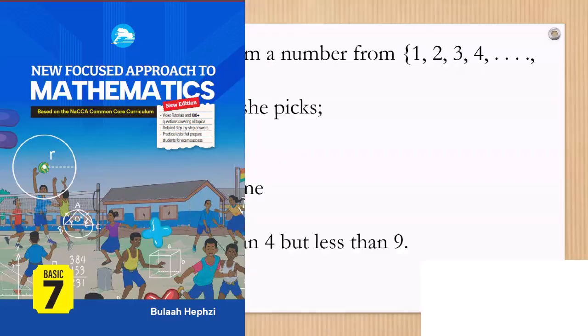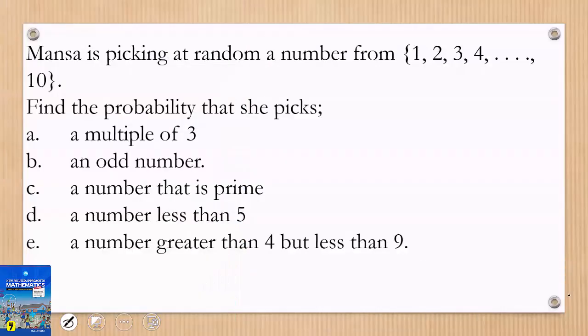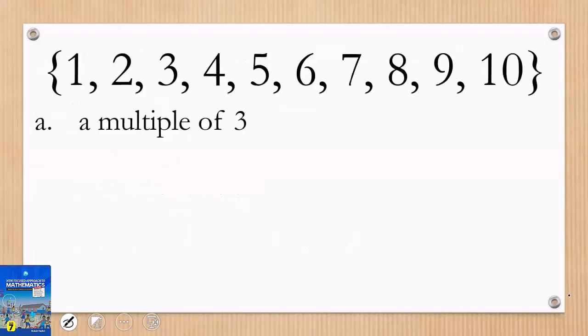Let's take more examples and see. A question is given here. Mansa is picking at random a number from the numbers 1, 2, 3 up to 10. Find the probability that she picks a multiple of 3. We also want to look at the chance of picking an odd number, a prime number, and so on and so forth. Now let's see the first question.